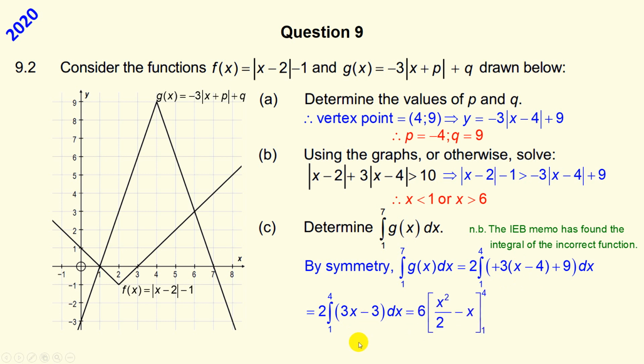So integrate. The 3 comes out, so we have the 6 outside, and we're left with the integral of x minus 1, and that's x squared over 2 minus x. Substitute in, and the answer is 27.